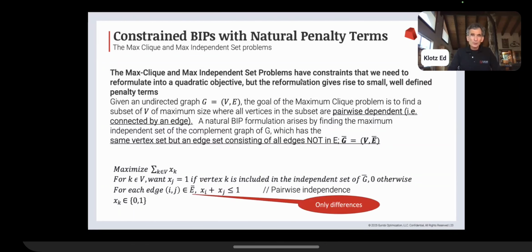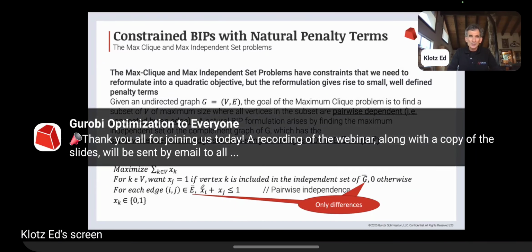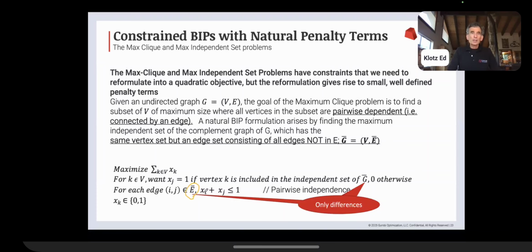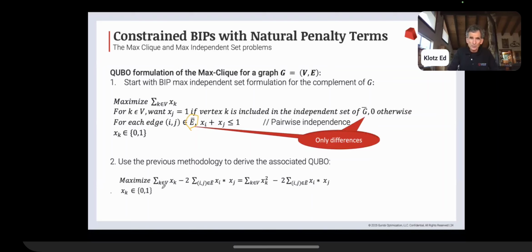So given that that is true, these two graphs share the same vertex set, so we can use our previous formulation, the only difference being that the edge set is now the complementary edge set. So we have our max clique formulation with this one single difference. And now we can just use our previous terminology to derive the QUBO in standard form. Again, the only difference being the edge set in the penalty expression here.